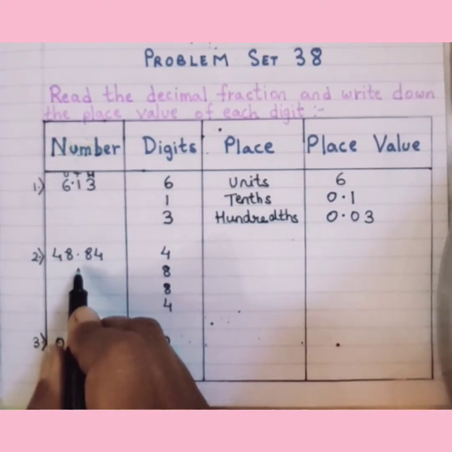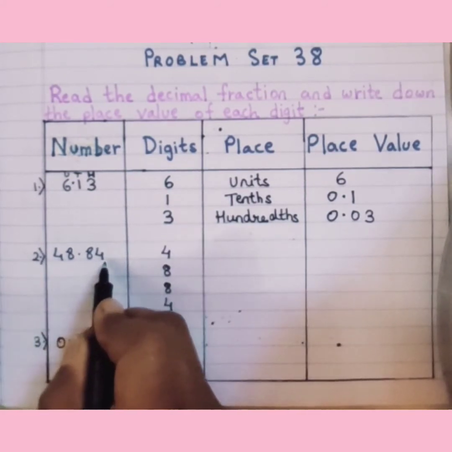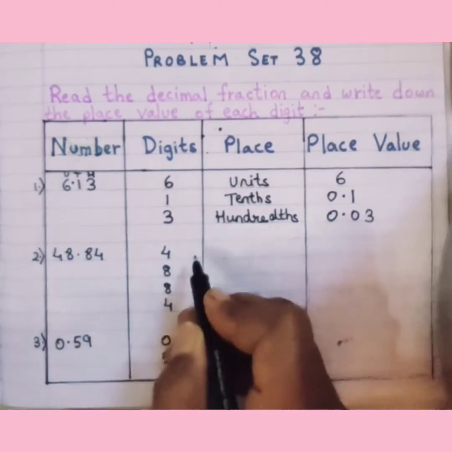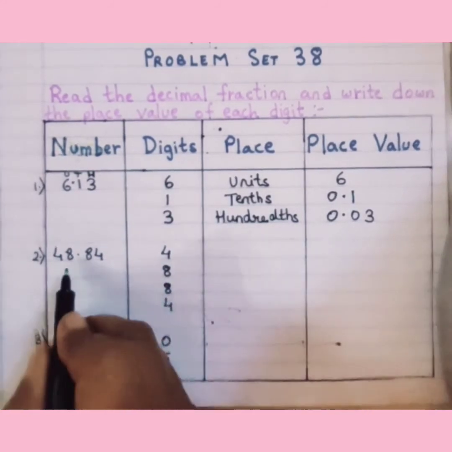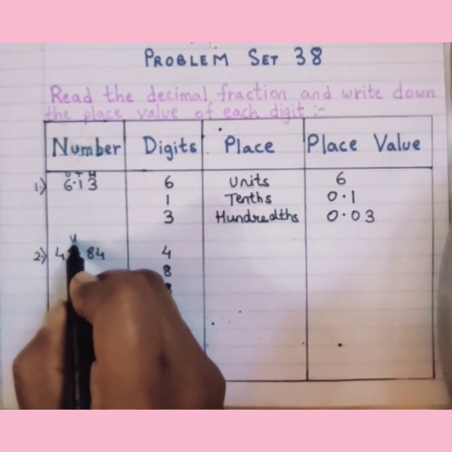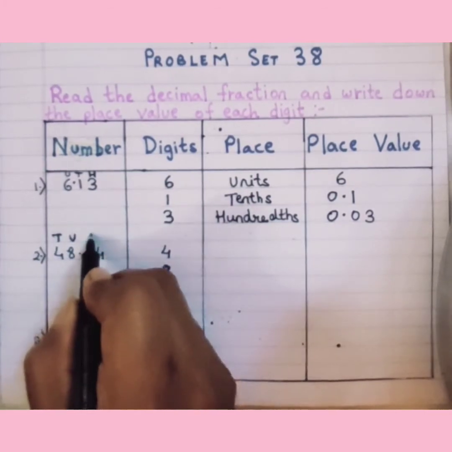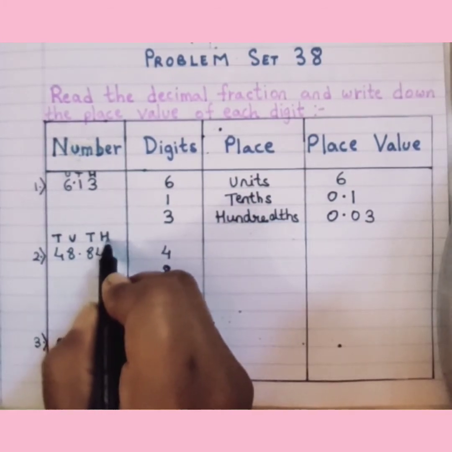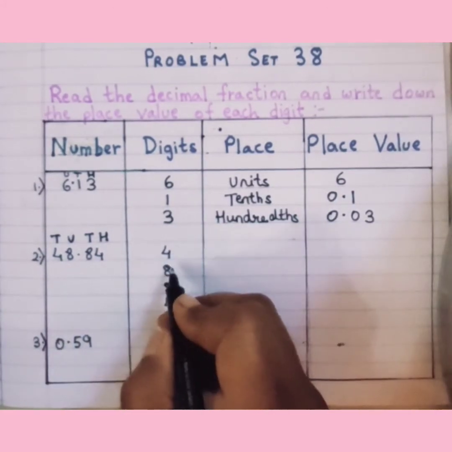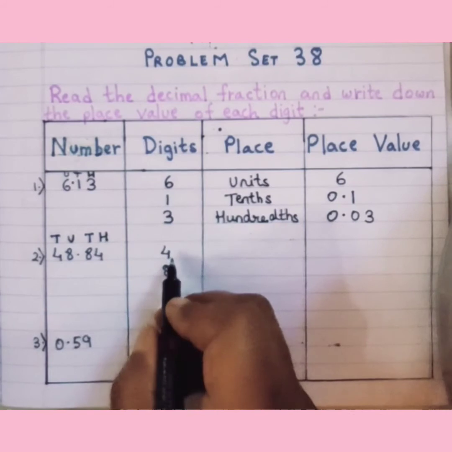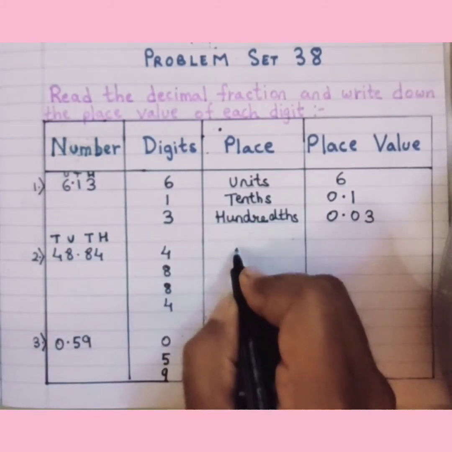Now the second number is 48.84. This is how we read. These are the digits 4, 8, 8, 4. Before the decimal point we will write units, tens. After the decimal point we will write tenths and hundredths. So 4 is in which place? Tens place.